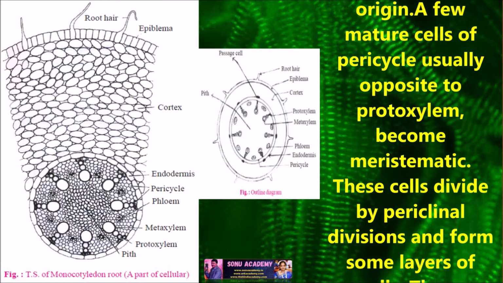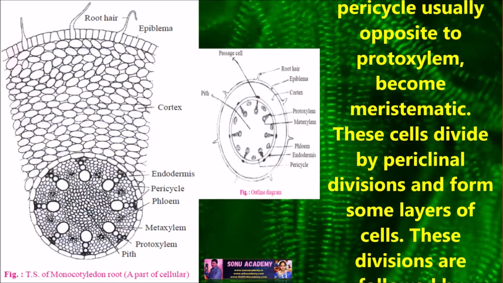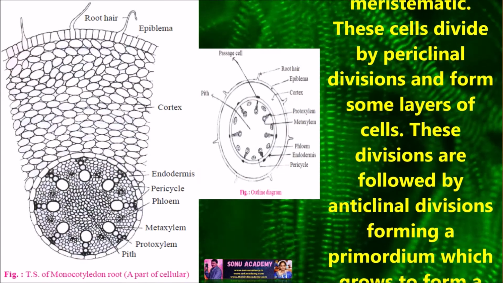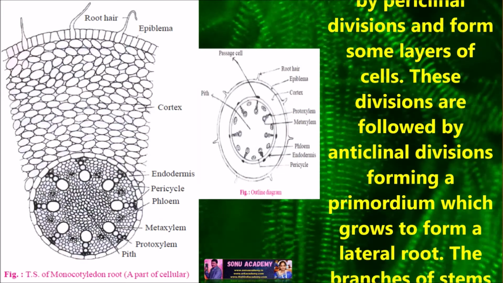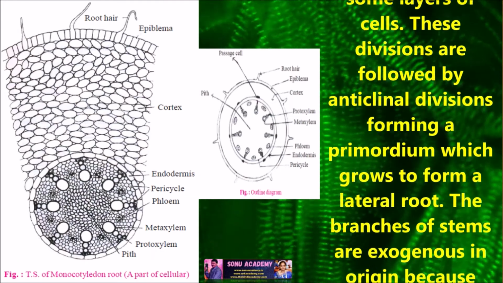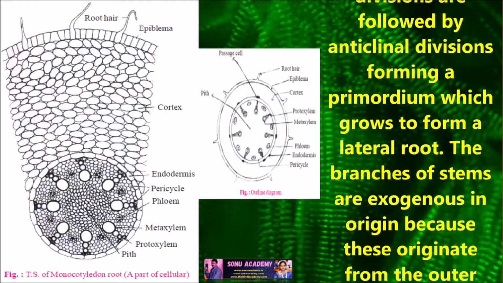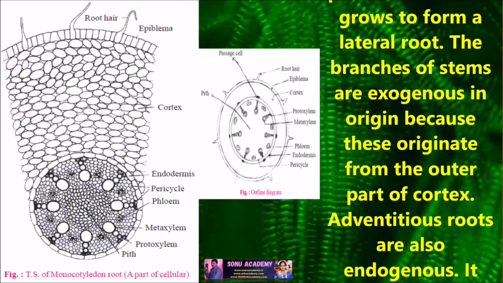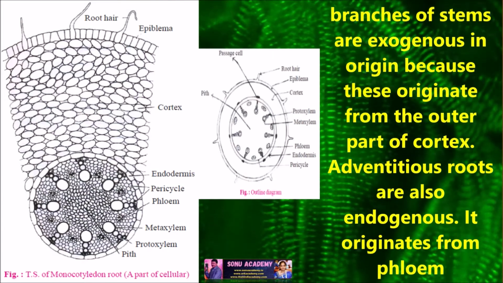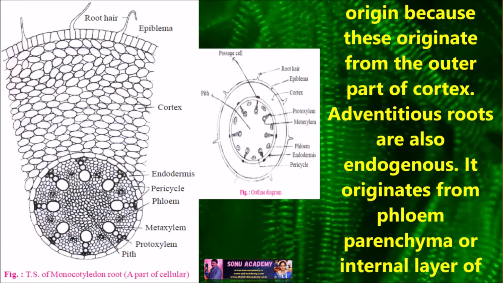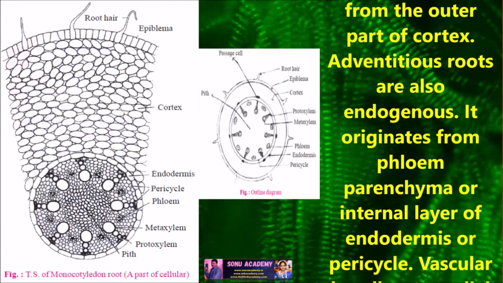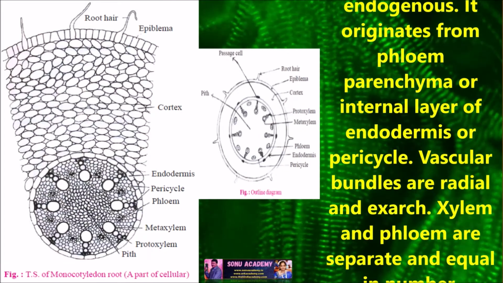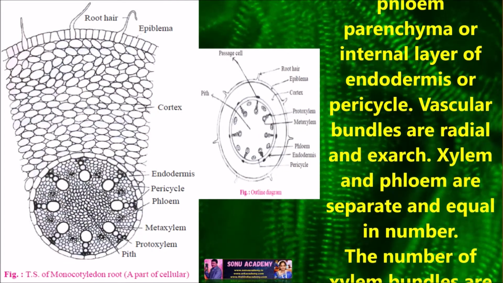A few matured cells of the pericycle, usually opposite to protoxylem, become meristematic. These cells divide by periclinal divisions and form some layers of cells. These divisions are followed by anticlinal divisions forming a primordium which grows to form a lateral root. The branches of stems are exogenous in origin because they originate from the outer part of the cortex. The adventitious roots are also endogenous. They originate from phloem parenchyma or the internal layer of endodermis or pericycle.